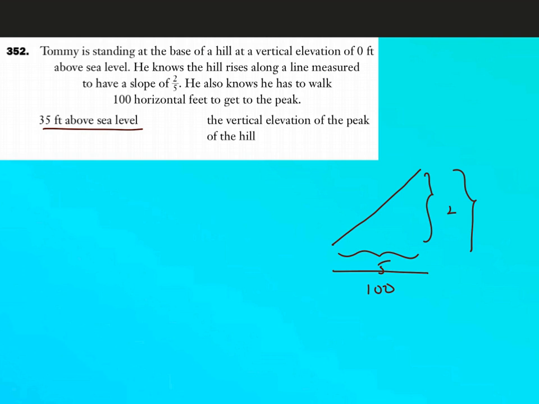Now to find this height, I have to use the slope. The rise over run is 2 by 5. So I'll just call this height h. That's h by 100. So if I solve for h, that's 200 by 5, which is 40. So this is 40 feet, and I'm comparing this to 35. So clearly 40 is more than 35. That's B.